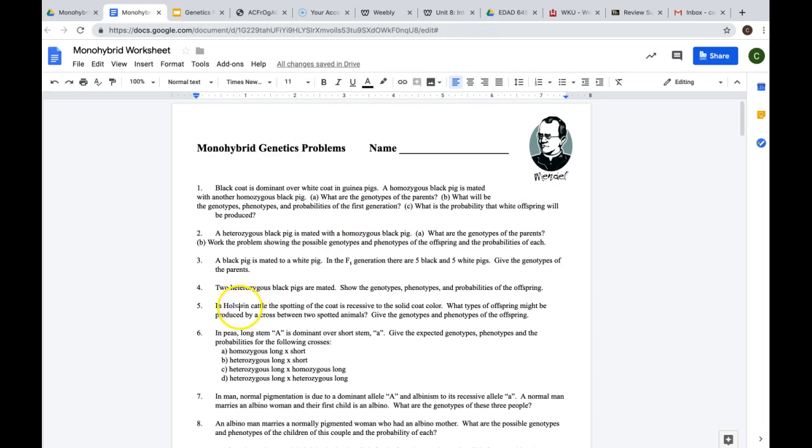Number 5, in Holstein cattle, the spotting of the coat is recessive. So spotting of coat is recessive to solid color coat. So if it's spotted color, it's going to have to be little r, little r. What types of offspring might be produced from a cross of 2 spotted animals? So if they're spotted animals, again, they're recessive, so it would be little r in both of those. So we would have that times, again, this.